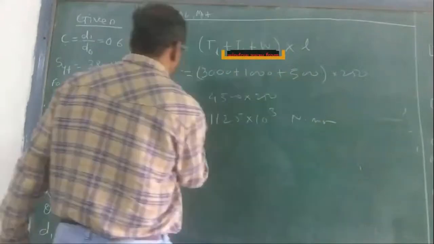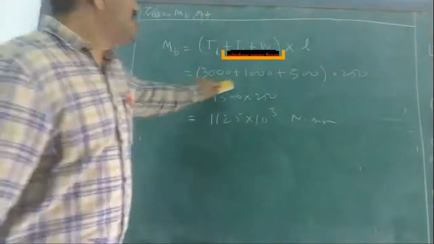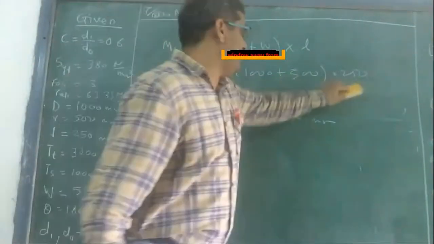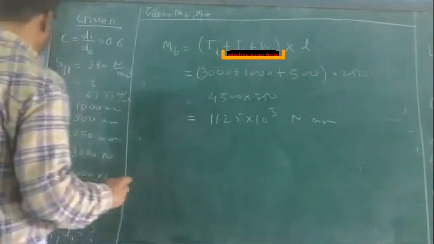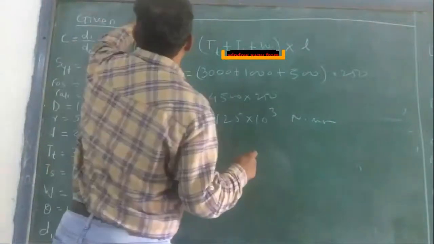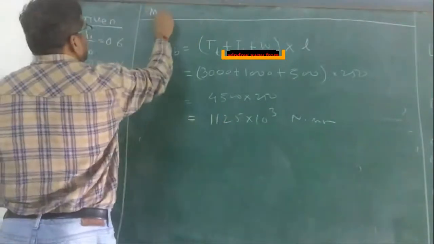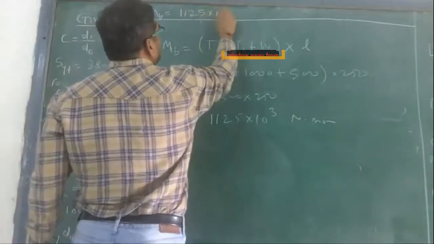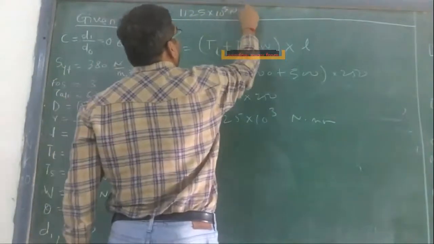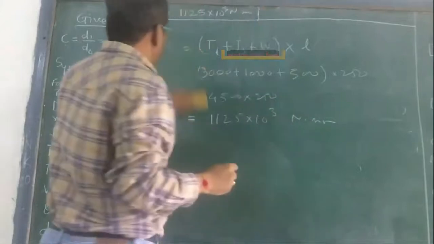This is a moment, right? So it will be Newton. All these are in Newton and this is in millimeter, so Newton millimeter. So we got MV as 1125 into 10 raised to 3 Newton millimeter. Okay, right? So we got the bending moment.